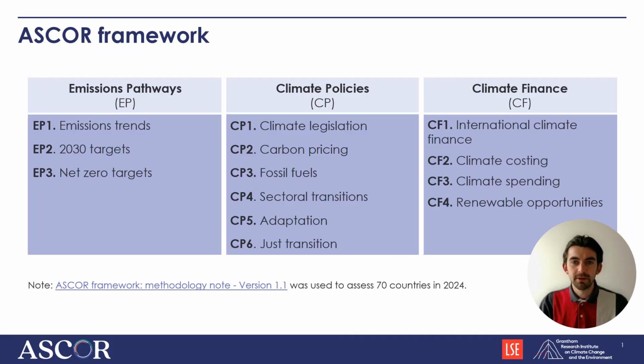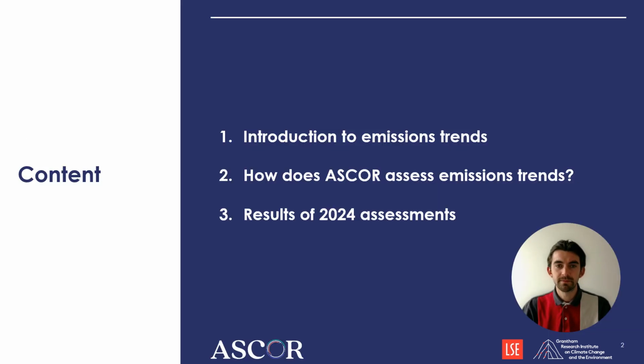The ASCOR framework is built on three pillars that assess different aspects of a country's climate performance. Each pillar covers relevant areas in line with its theme. Emissions trends is located within the first pillar, emissions pathways. If you're interested in any further information on these areas, please take a look at the ASCOR Framework Methodology Note, available in the link below the slide.